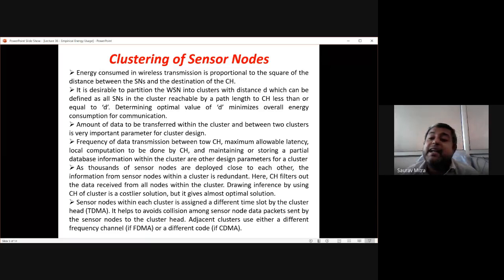So if we want higher accuracy, the number of sensor nodes within an area should be as many as possible. As the number of sensors increases within an area, the distance for communication between the cluster head and the sensor node reduces. So that is what is told here: determining the optimal value of d. What should be the minimum and what should be the maximum value of d? Between them, there is an optimum value of d, which minimizes the overall energy consumption for communication. The amount of data to be transferred within the cluster and between two clusters is a very important parameter for cluster design.